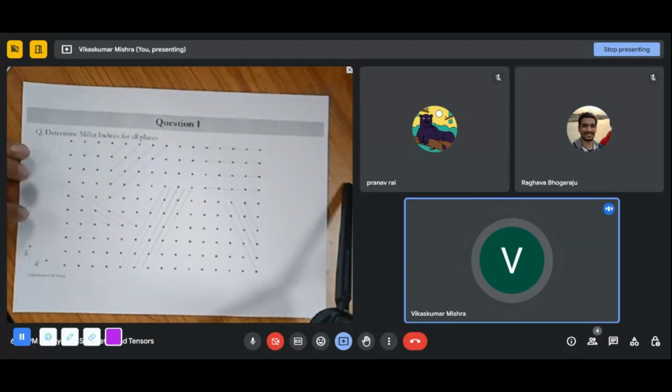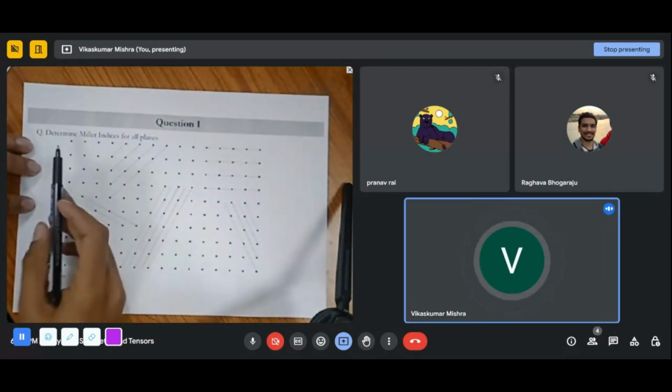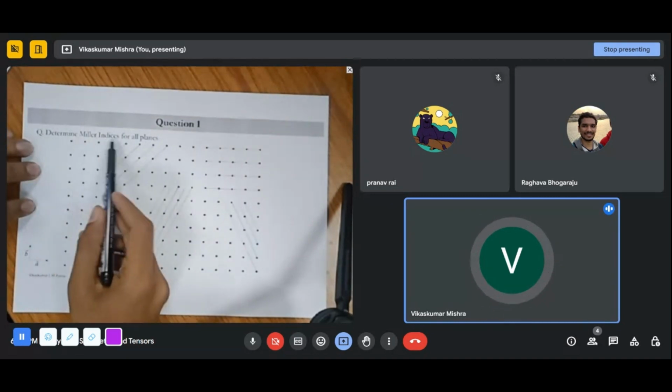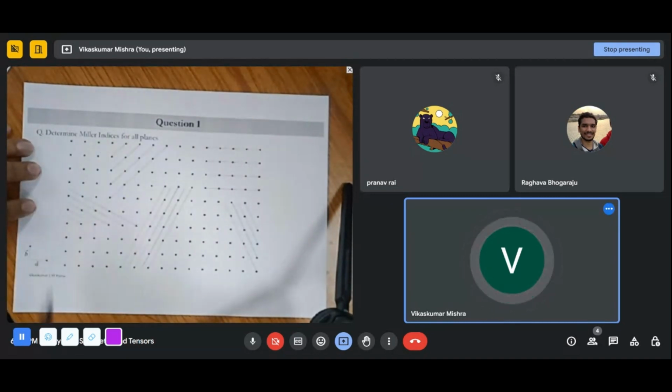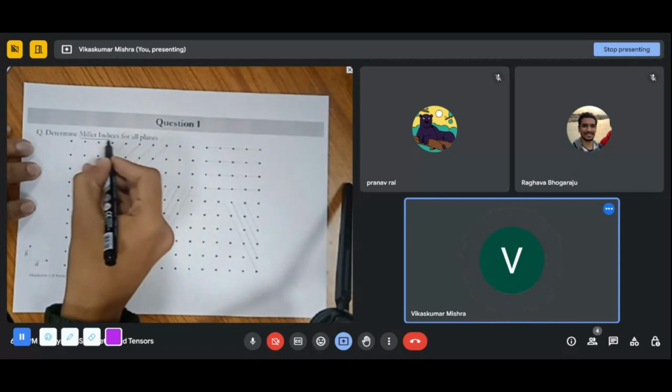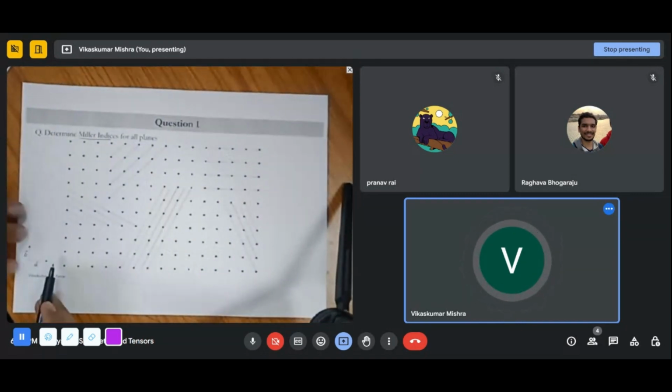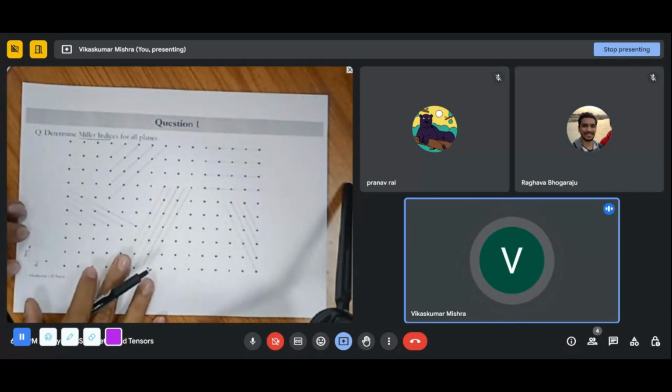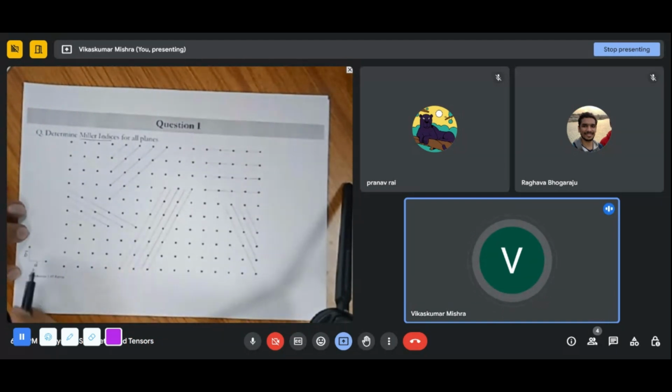Here we can see that the question is asking us to find the Miller indices for all the planes. This is a two-dimensional lattice, and the A vector, a basis vector, is in this particular direction, and the B basis vector is also given to us.